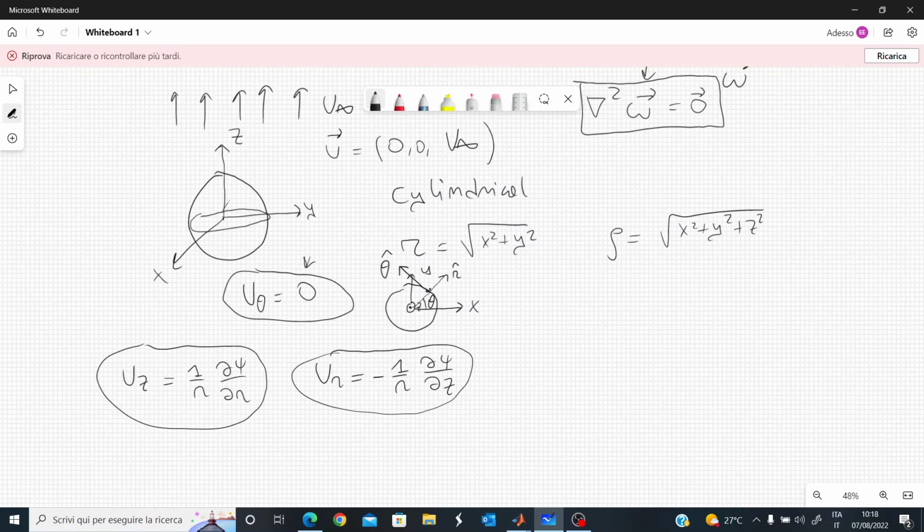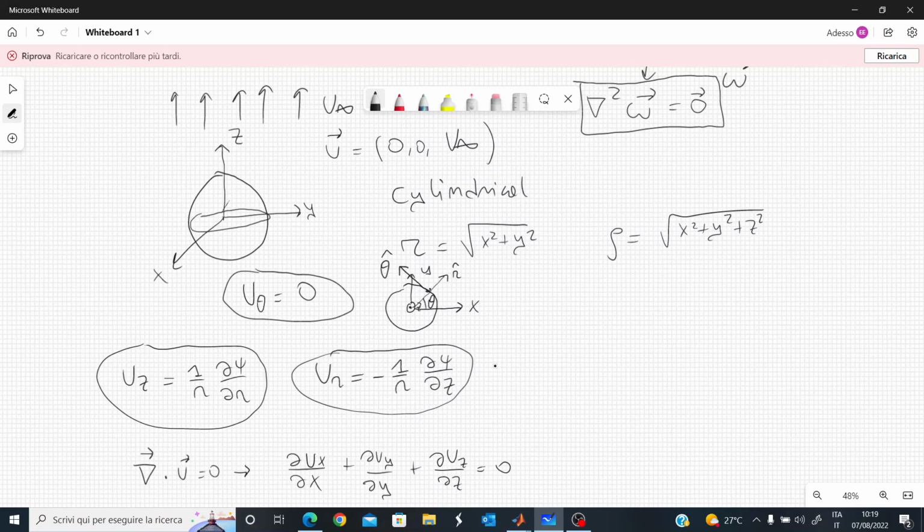So u theta is the simplest because it is equal to 0. But these other two, uz and ur, are defined with respect to psi. Why can I do that? Well, remember that we have to comply with the condition that the divergence of the velocity is equal to 0. And this divergence can be written in Cartesian coordinates as dux dx plus duy dy plus duz dz equal to 0.